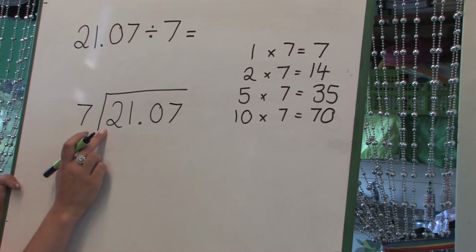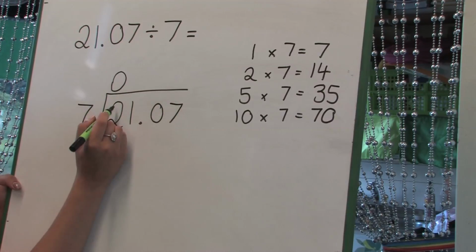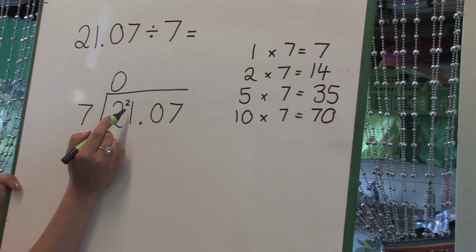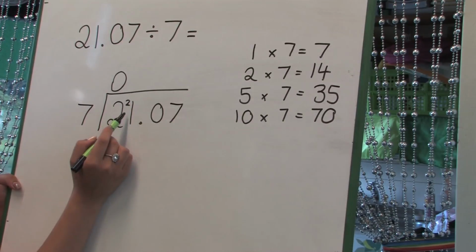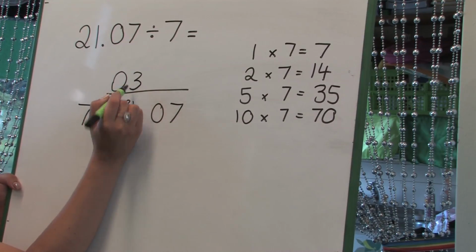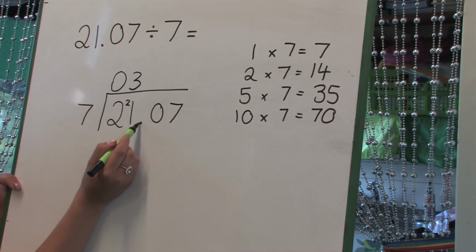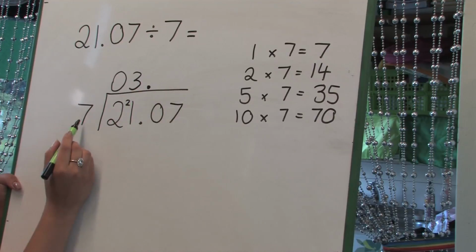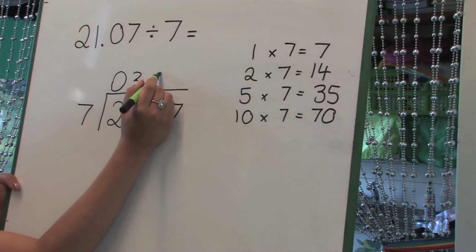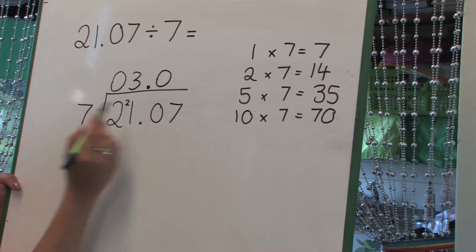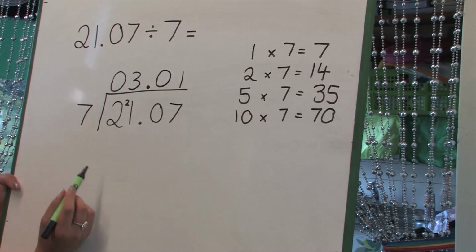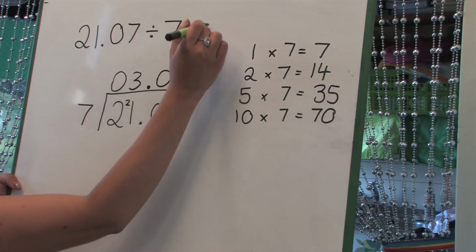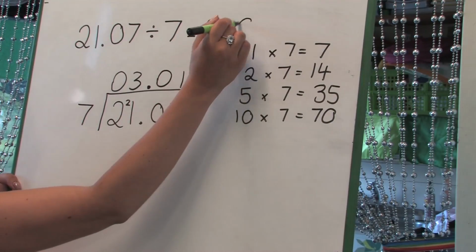So 7 into 2 doesn't go. So I move my 2 over, giving me 21 here. How many 7s go into 21? I haven't got it on my list, but I know 3 7s are 21. So I put my 3 there. Moving my decimal point up, making sure I keep it in the same place. 7 into nothing doesn't go. And 7 into 7 goes once. So the answer is 21.07 divided by 7 is 3.01.